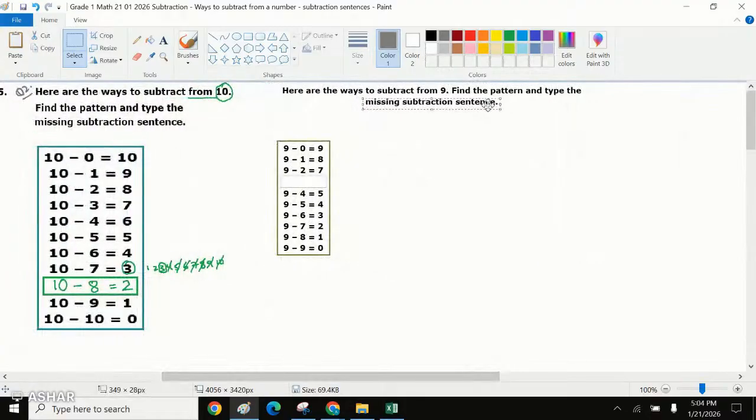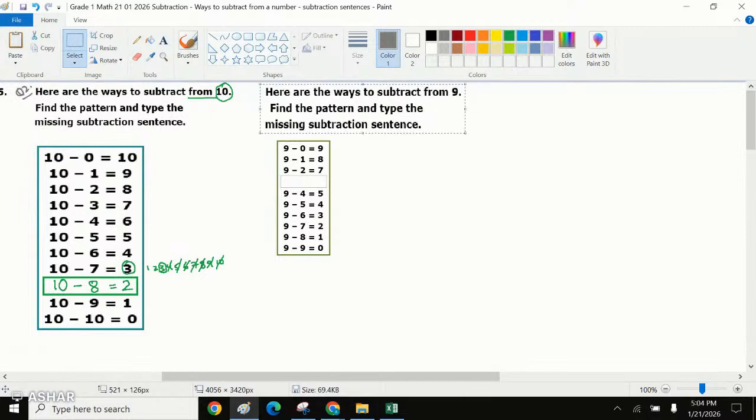I align this so that we have more space and we can see more questions on the same screen, right? That's the reason for aligning. This is our question number 3. Here are the ways to subtract from 9.